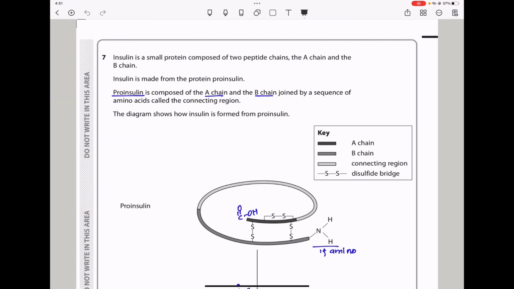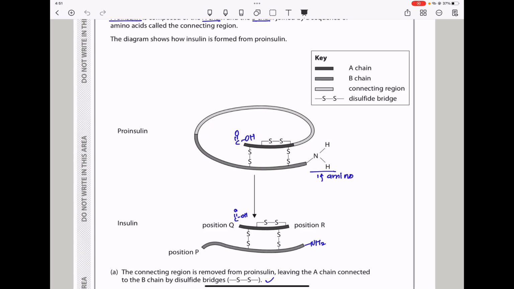Question 7. Insulin is a small protein composed of 2 peptide chains, the A chain and the B chain. Insulin is made from the protein proinsulin. Proinsulin is composed of the A chain and the B chain joined by a sequence of amino acids called the connecting region. The diagram shows how insulin is formed from proinsulin.